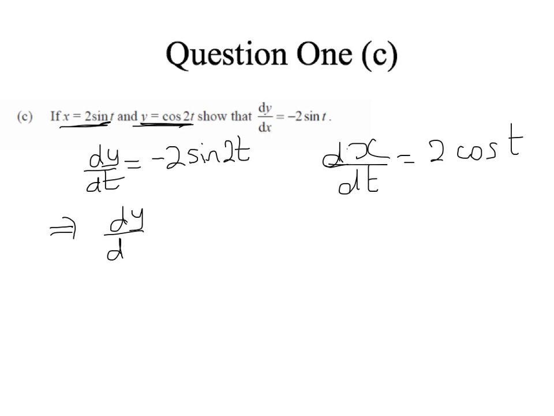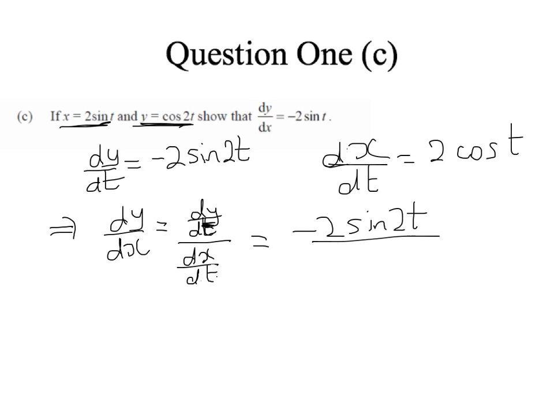So dy by dx, it's just an application of the chain rule, is dy by dt divided by dx by dt. Whoops, I've made another mistake. Just let me get rid of that. That should be a t, not an x. We've already got those two derivatives, so it's simply -2 sine 2t divided by 2 cosine of t.